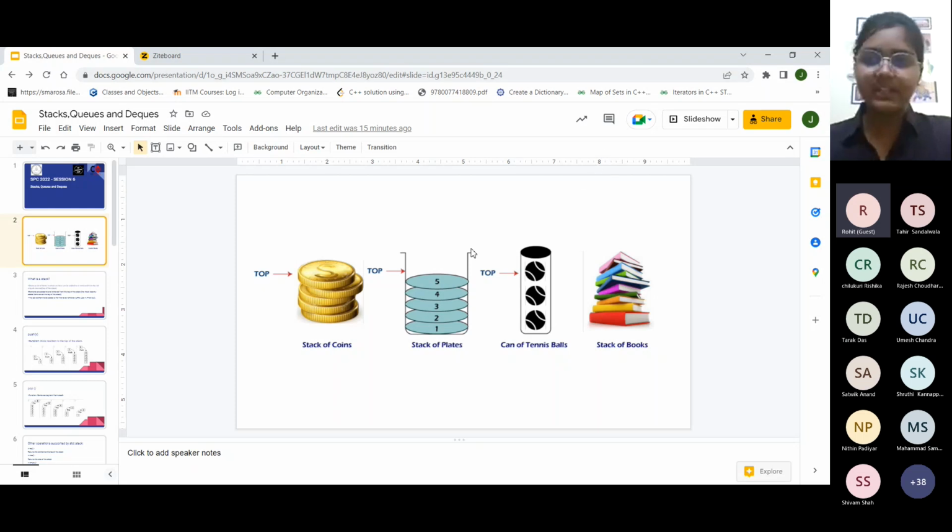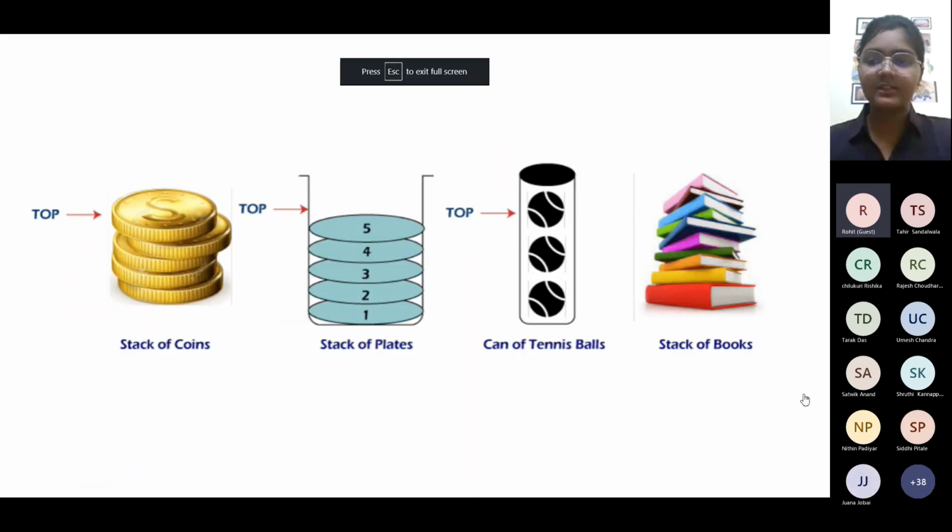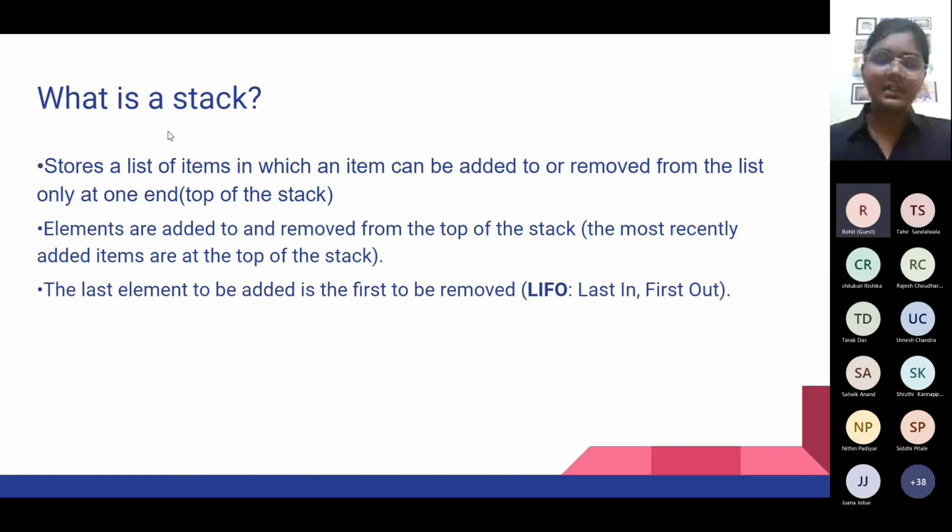Actually, whenever you want to add or remove from the stack, you will always do it at the top of the stack. That is the only possible option for you in the case of a stack of plates, a can of tennis balls, or a stack of books. So now what is actually a stack? It stores a list of items in which an item can be added to or removed from the list only at one end, that is at the top of the stack. So if you want to add or remove, you will do it from the top of the stack. That is, the most recently added items are at the top of the stack.